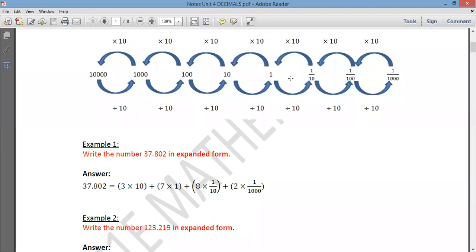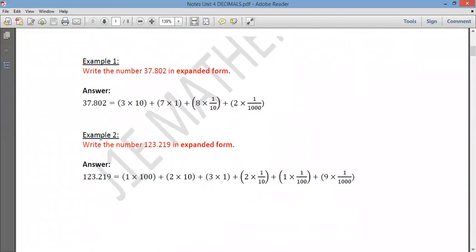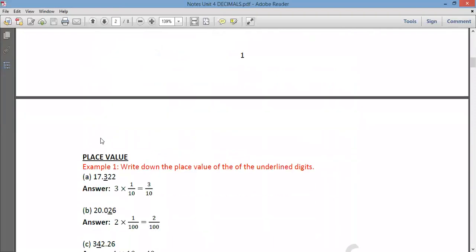So the decimal point will be here, this part, okay? So you want to write expanded form, the number after the decimal point will be times 1 over 10. Then the second number will be times 1 over 100. And then 1 over 1000. And then next one, maybe you have more decimal numbers. Then you times 1 over 10,000 and so on. So this table is very helpful for you. Okay, I believe this one don't have much problem.